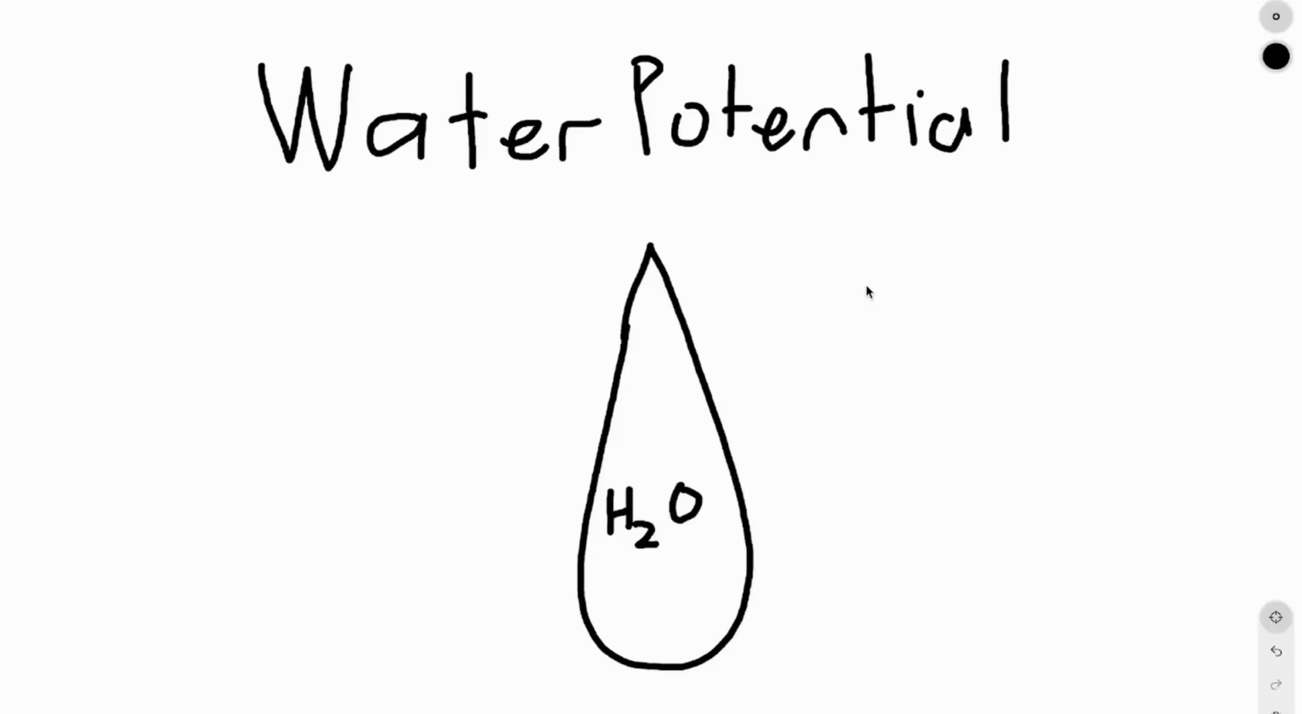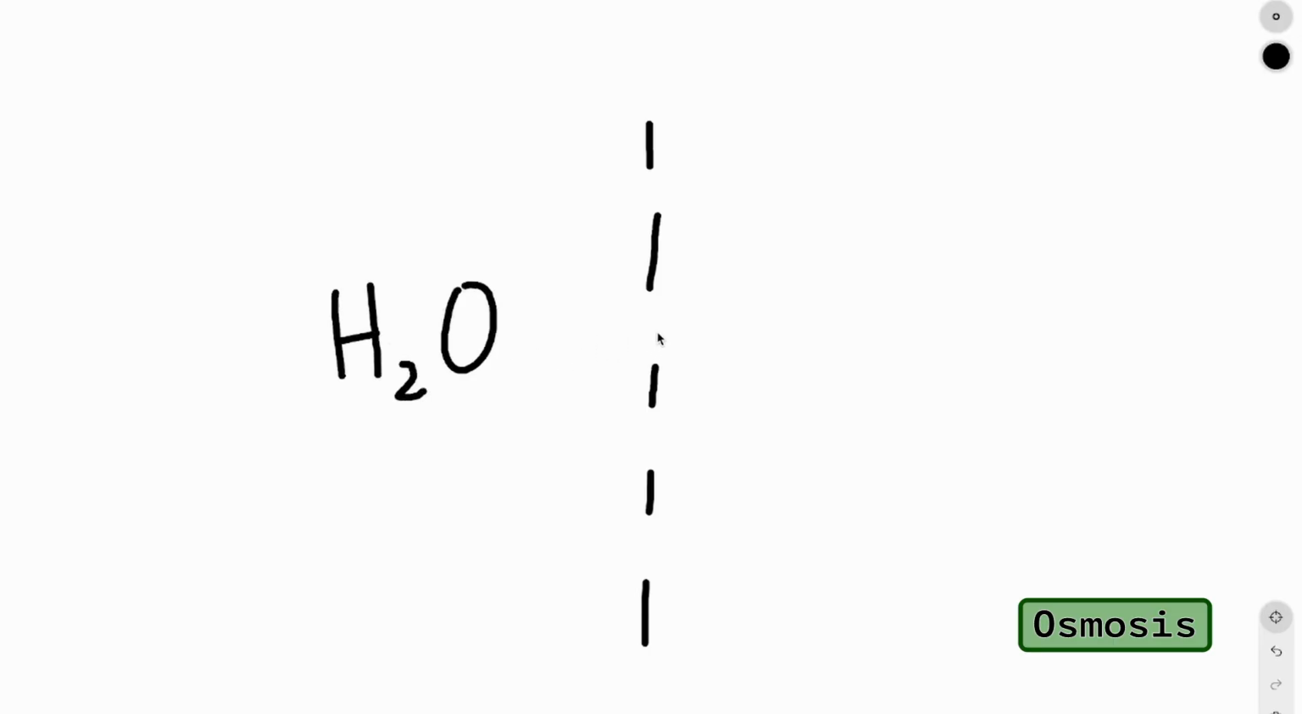Water potential is the key to understanding how water behaves around a semi-permeable membrane. But before we get into that, let's talk about osmosis. Osmosis is the diffusion of water across a semi-permeable membrane. An example of these semi-permeable membranes would be a cell membrane.